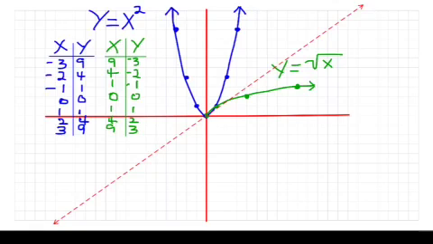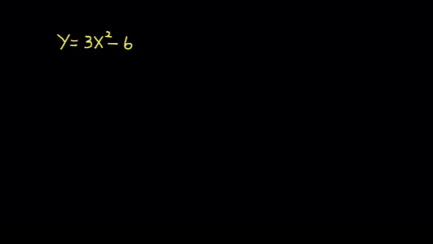Now, like all functions, if we want to find the inverse algebraically, we can do that by switching the x and the y and solving for the new y, just as we do with linear functions. So let's try one of those. This is a quadratic function, y equals 3x squared minus 6, and I'd like to find its inverse. So in order to do that, I switch x and y, so I'm going to write x where y is, y where x is. Everything else stays the same. And now I'm going to solve for my new y.